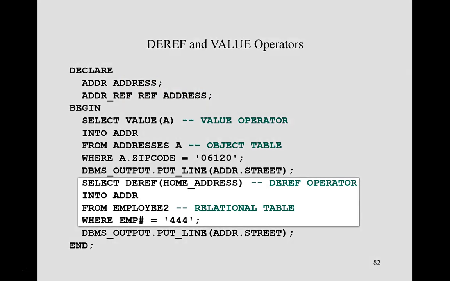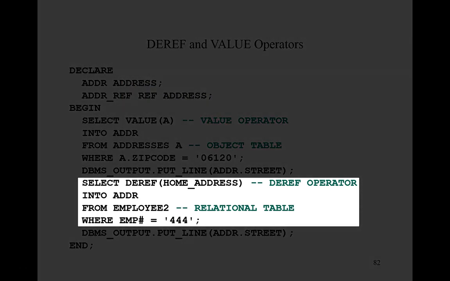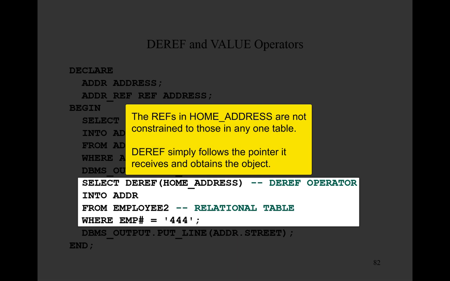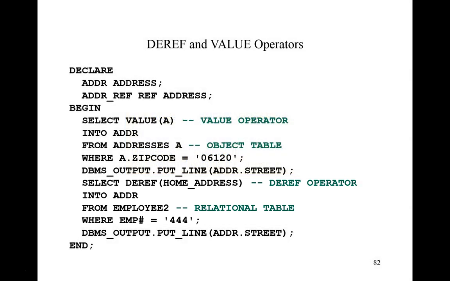The deref operator accepts home address, which is a reference column. It's a reference to an address. Note that we're populating that with a reference taken from the employee 2 table. It does not matter which employee we access, whether we're accessing an employee whose home address is recorded in addresses or more addresses. We're simply getting a pointer, a logical pointer or reference.